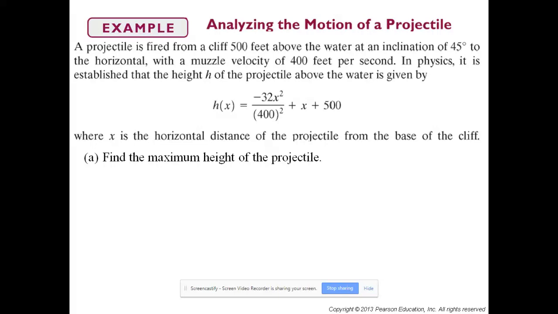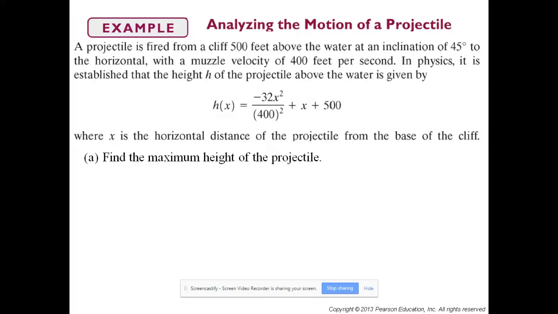So this whole fraction here is like A, B is 1, and C is 500. That's what they've given you, this equation. You don't have to come up with that on your own. And x is the horizontal distance. Y is the height of the projectile away from the ground.